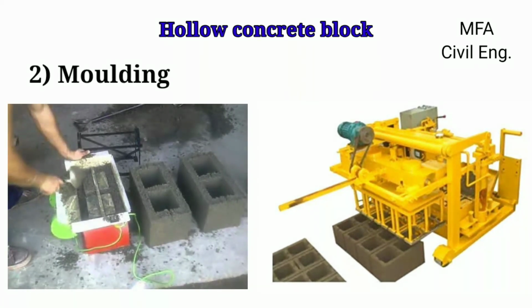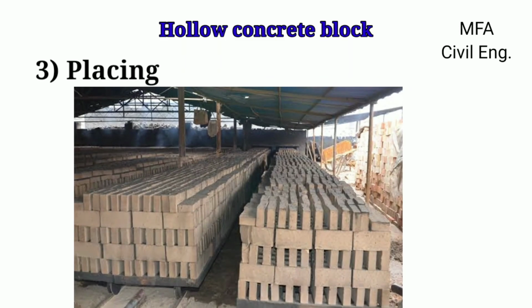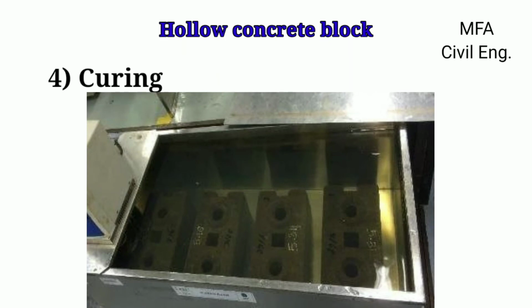Molding can be done either by hand casting or by machine casting. Molding by machine casting is preferable to hand casting because it gives a better finish. After taking the block out of a mold, it is placed very gently without disturbing its dimensions. These blocks are kept under a shade for at least 24 hours. For curing, the blocks are immersed in a water tank for at least 1 week.